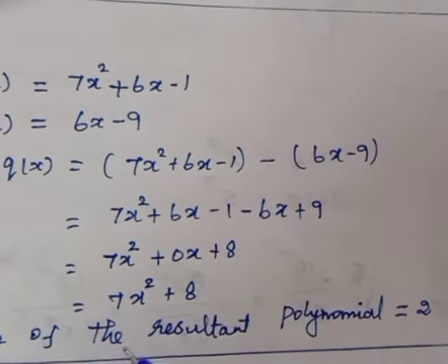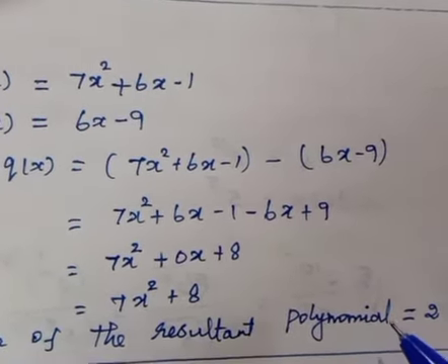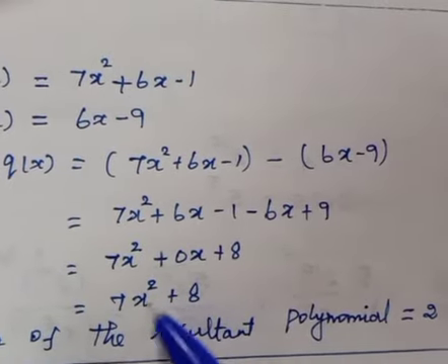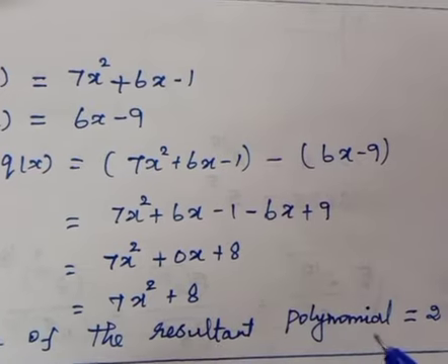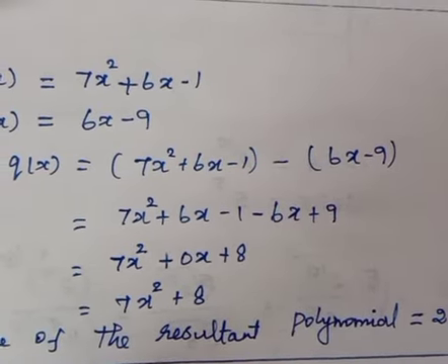We have to write the degree of the resultant polynomial. For this result, the greatest power is 2. So the degree of the resultant polynomial is equal to 2.